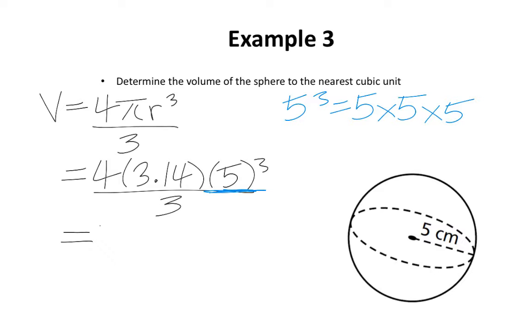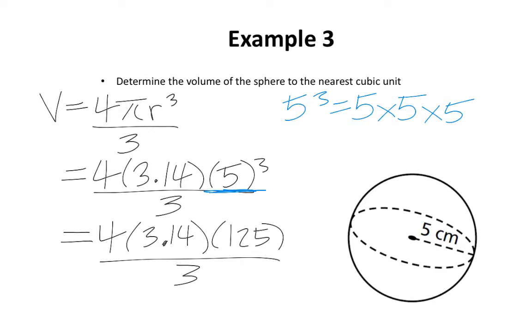So let's go ahead and simplify that. The 4 stays the same, the 3.14 stays the same. 5 cubed is 5 times 5 times 5, and if you put that in a calculator, you're going to get 125. And the divide by 3 stays the same.